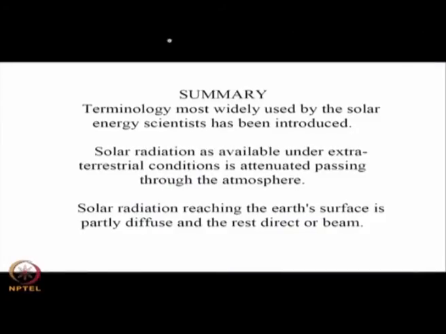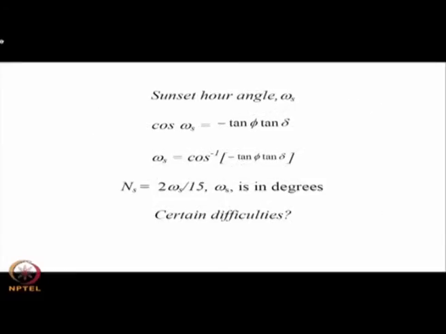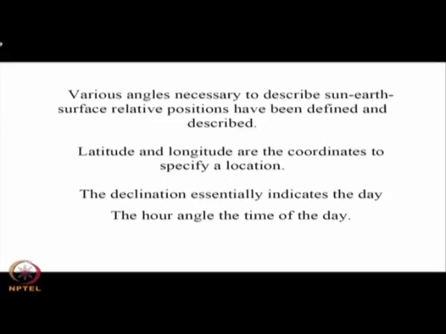So, we summarize here. Terminology most widely used by the solar energy scientists has been introduced. Solar radiation as available under extraterrestrial conditions is attenuated passing through the atmosphere. Solar radiation reaching the earth's surface is partly diffuse and the rest is direct or beam, and the various angles necessary to describe sun earth surface relative positions have been defined and described. Latitude and longitude are the coordinates to specify a location. The declination essentially indicates the day, the hour angle the time of the day.